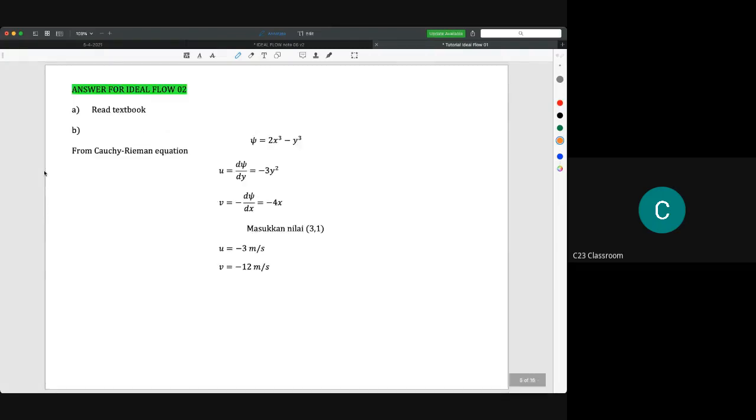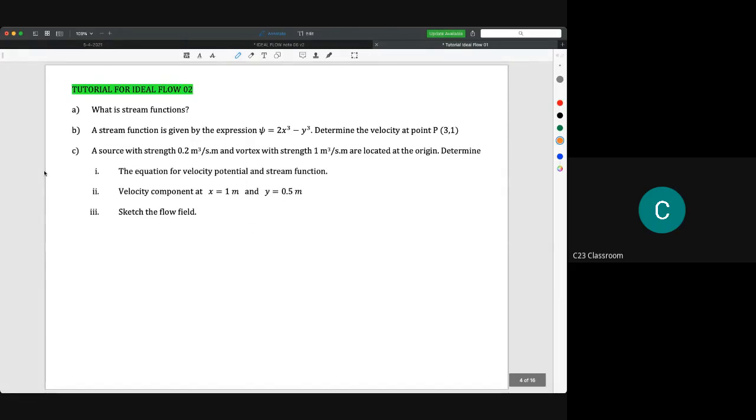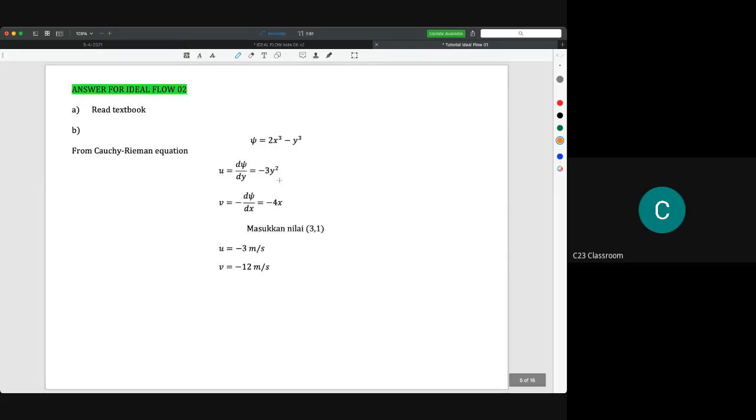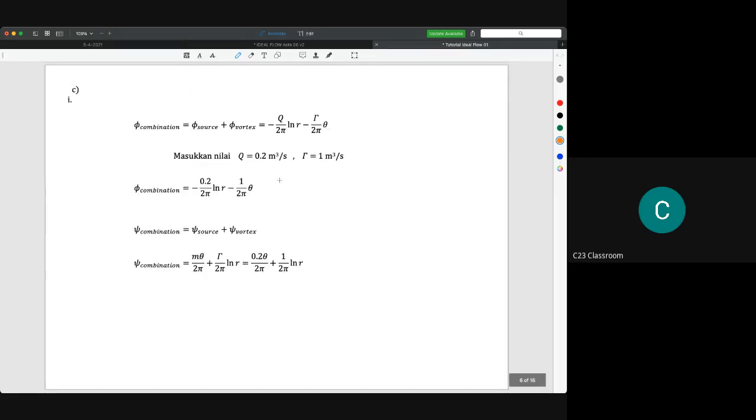So in this question, it is clearly needed for us to determine the velocity potential and stream function, because the question asks us to derive the velocity potential and stream function. Normally, if you just want to solve the problem, maybe you only need to get the value of the stream function. But for this question, the question asks us to calculate the psi combination and the phi combination.